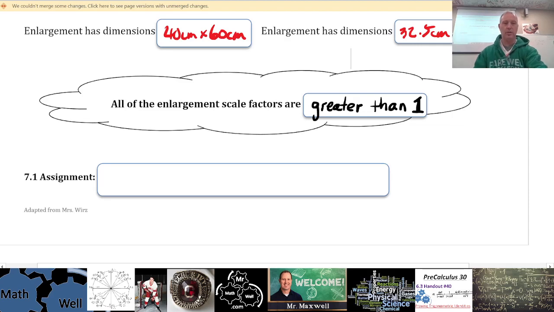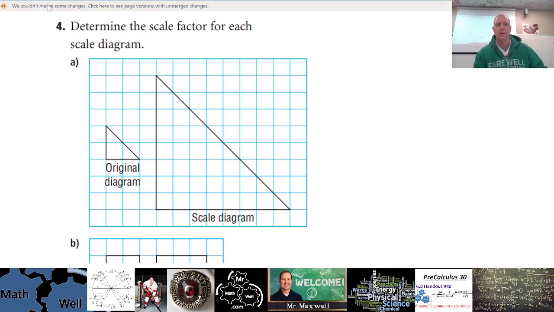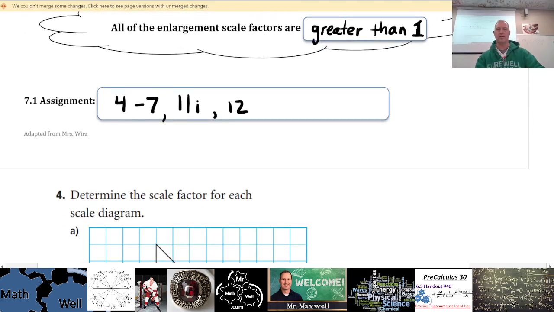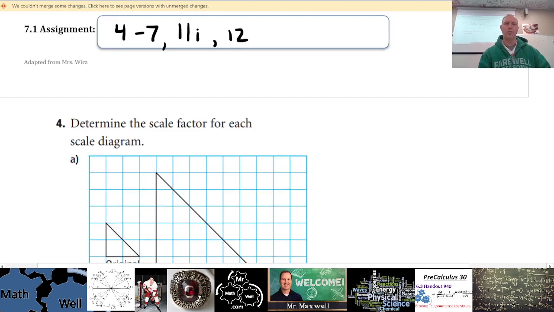All right, I'll give you your 7.1 assignment. Assignment: 4 to 7, 11. Do all of 11 A and B, but just do the first part, the Roman numeral 1 there. That's the first part: identify scale factor. And then 12. So I want to do 4 with you.